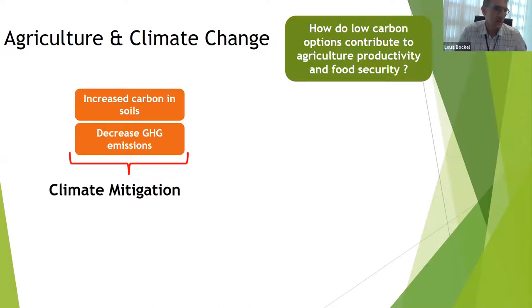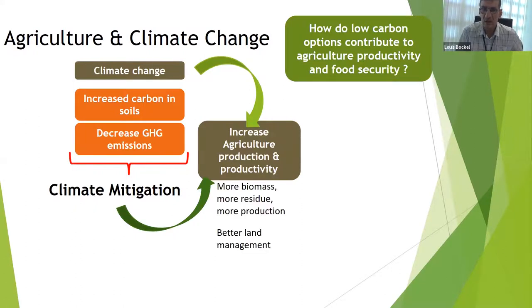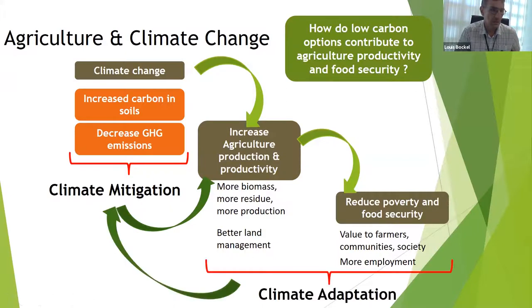Here with mitigation in agriculture, with increased carbon in soil and decreased greenhouse gas emission, we can at the same time increase agriculture production and productivity with more biomass, more residue, more production, and better land management. And that can drive to reduce poverty and improve food security with additional value for farmers, communities, society, and more employment. So that can also in some way support climate adaptation.